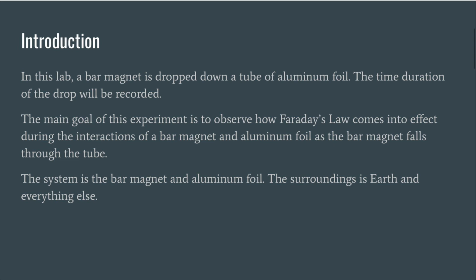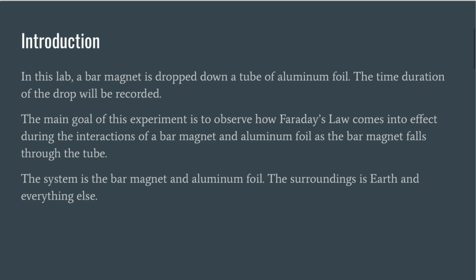So starting off with the introduction section, in this lab, a bar magnet is dropped down a tube of aluminum foil, and then I timed each drop for 5 rounds. The main goal of doing this experiment is to observe how Faraday's law comes into effect during the interactions of a bar magnet and aluminum foil as it's falling down the tube.